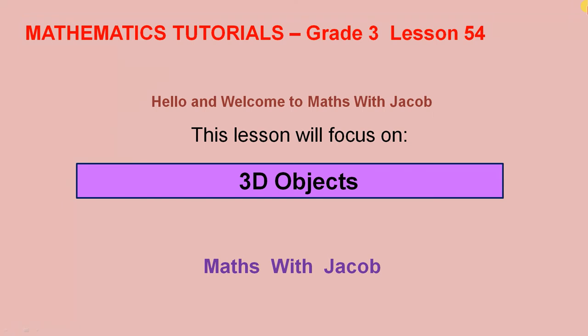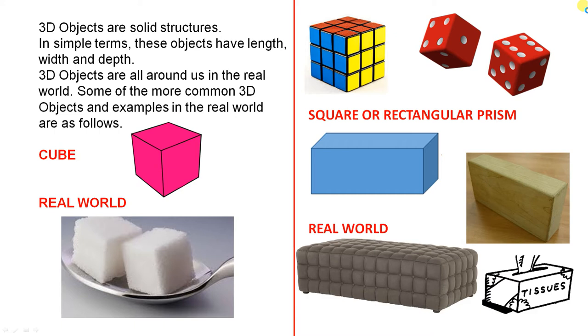This lesson will focus on 3D objects. 3D objects are solid structures. In simple terms, these objects have length, width and depth. 3D objects are all around us in the real world. Some of the more common 3D objects and examples in the real world are as follows.